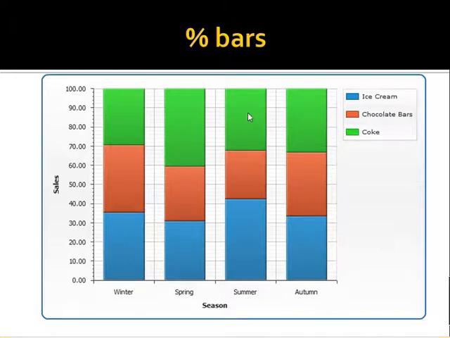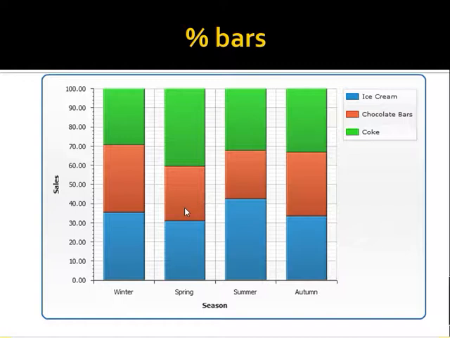Or you can compare the same season and the various commodities. So, when you take summer alone, you can see ice creams are sold more. In autumn, they are almost sold at the same rate. Here in spring, you can see Coke is sold more. So, this is called a percentage bar.